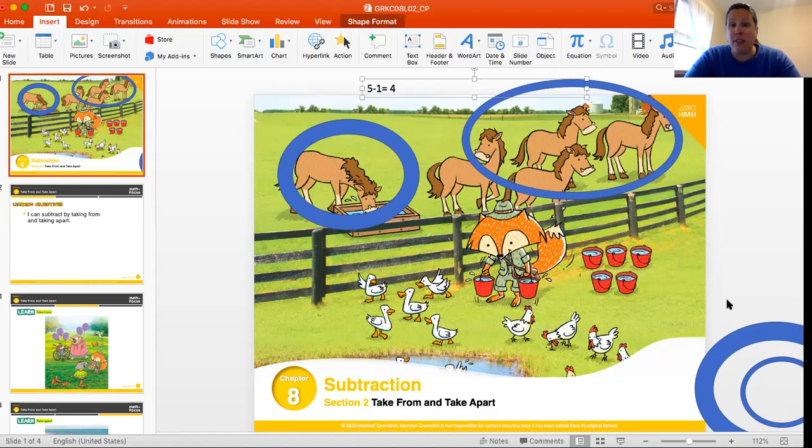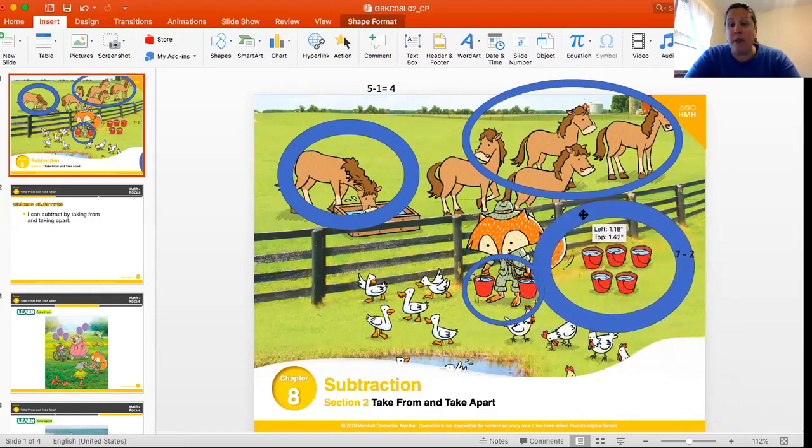Now we're going to look at the fox. The fox is collecting some water. How many buckets of water did he start with? Well, let's count. There's 1, 2, 3, 4, 5, 6, 7. How many buckets of water did we start with? We started with 7. The fox took away 2. Do you see that? He took away 2 of my buckets of water. How many buckets were left? It's in that big circle. 7 minus 2 equals 5.